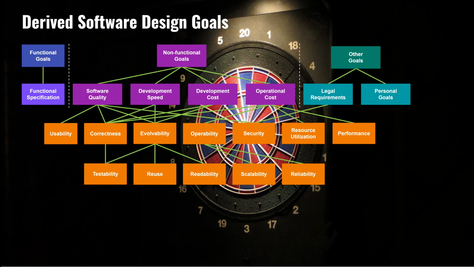From this first layer of derived design goals, we then have one or more layers of derived design goals such as testability, reuse, readability, etc. When you set out to achieve reusability, for instance, you do so because you want to achieve evolvability, and you want to achieve evolvability in order to achieve higher software quality, higher development speed, and lower development cost.